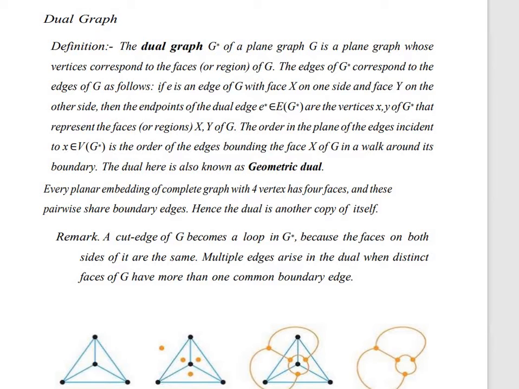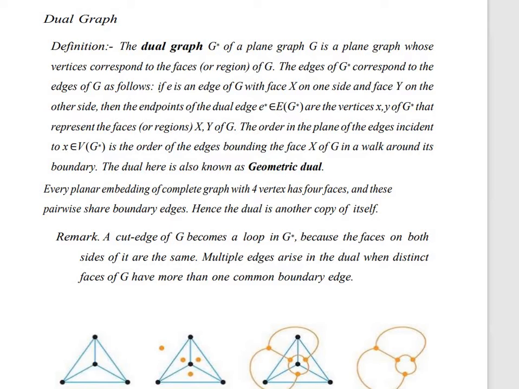The dual graph G star of a plane graph G is a plane graph whose vertices correspond to the faces or regions of G. The edges of G star correspond to the edges of G as follows. If E is an edge of the graph G with face X on one side and face Y on the other side, then the endpoints of the dual edge E star, an element of the edge set of G star, are the vertices X, Y of G star that represent the faces or regions X, Y of the graph G.